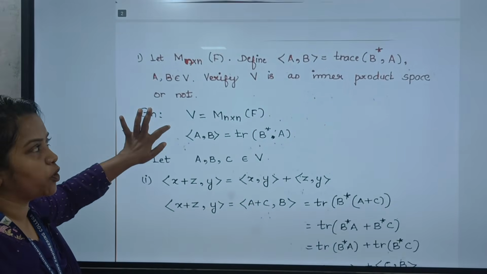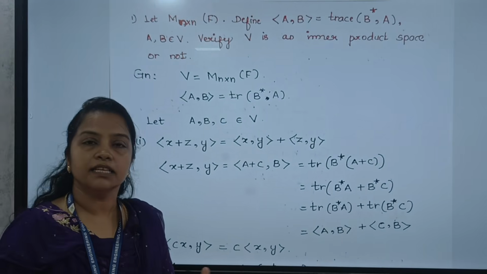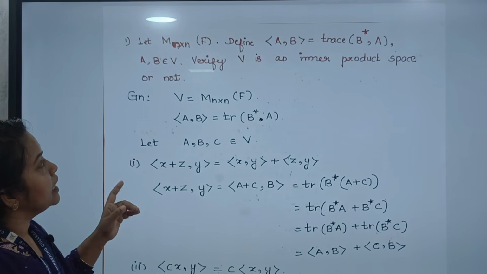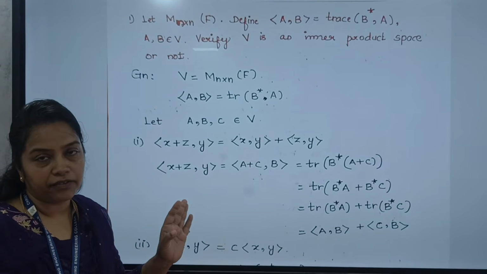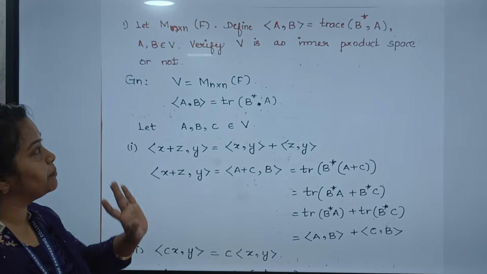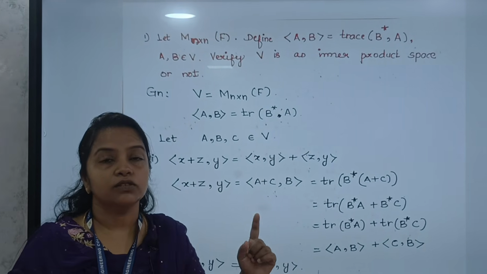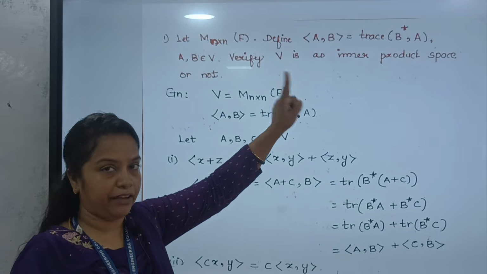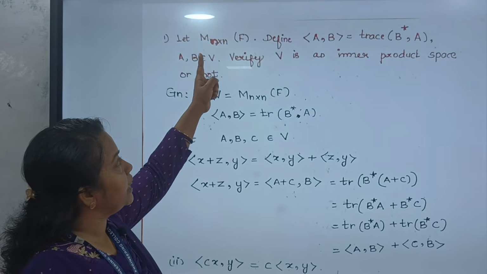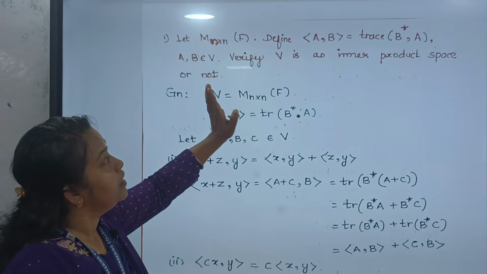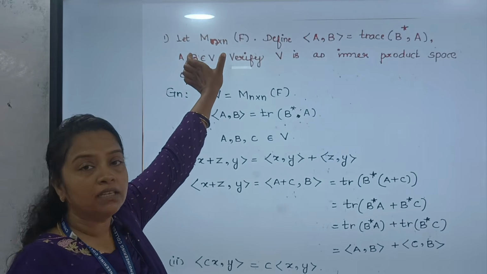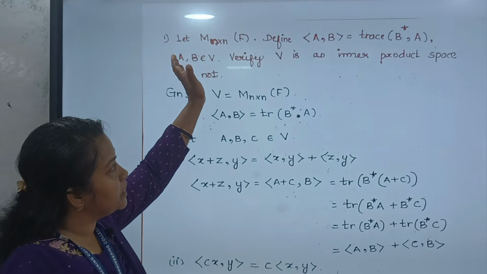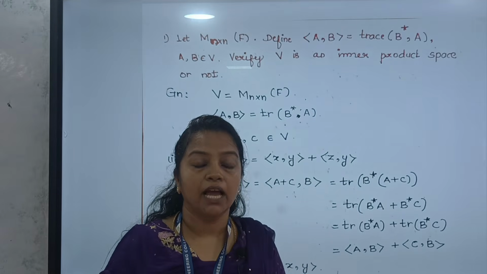So this is the first problem that we are going to see in this basic inner product space. Okay. So let M n comma n of F. M represents the matrices, so the matrices over the field F, with order n cross n. So define this, what the given form of an inner product, that is on the vector space.